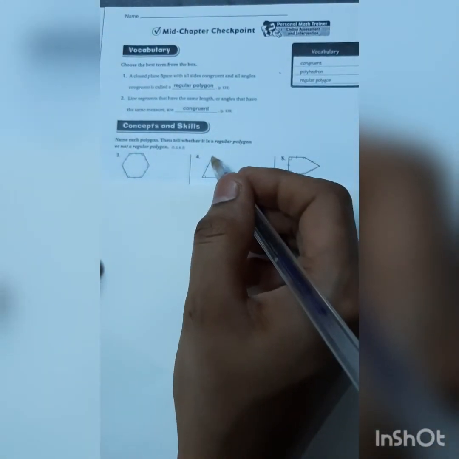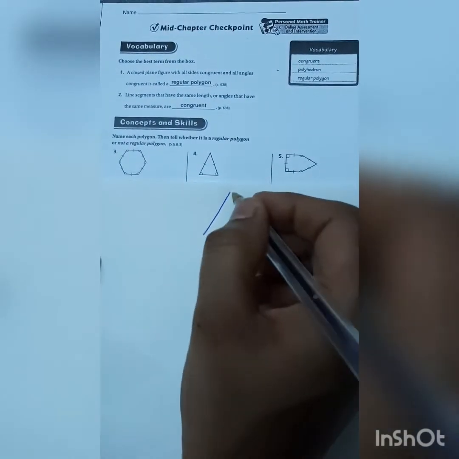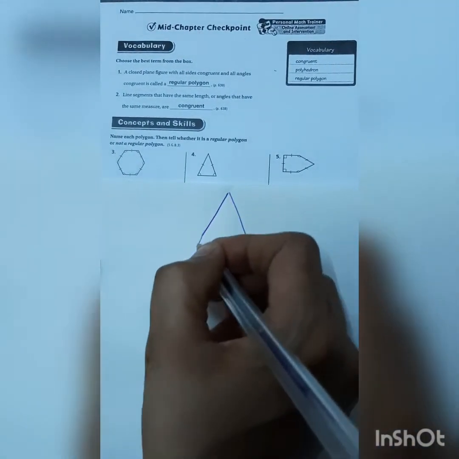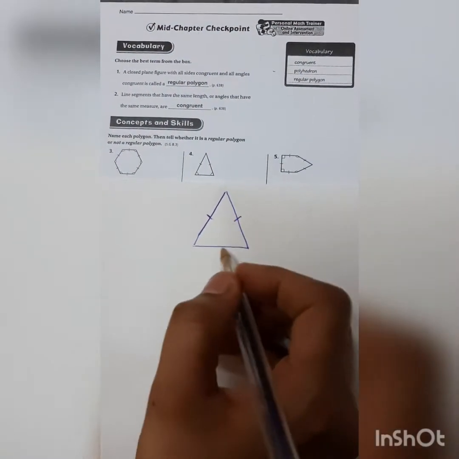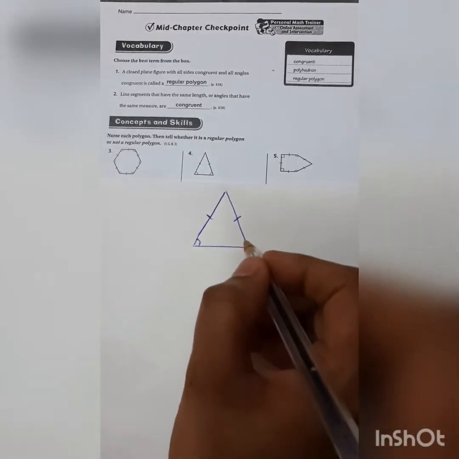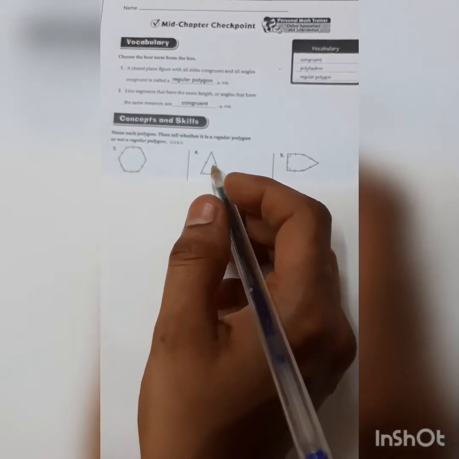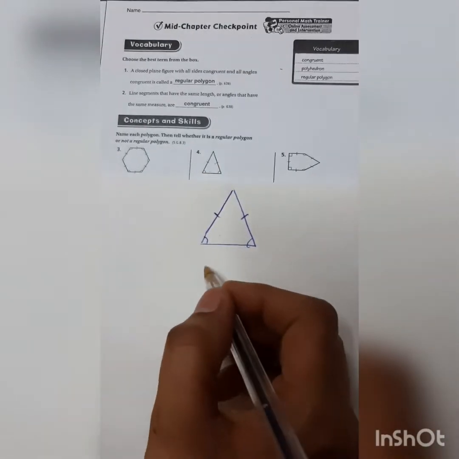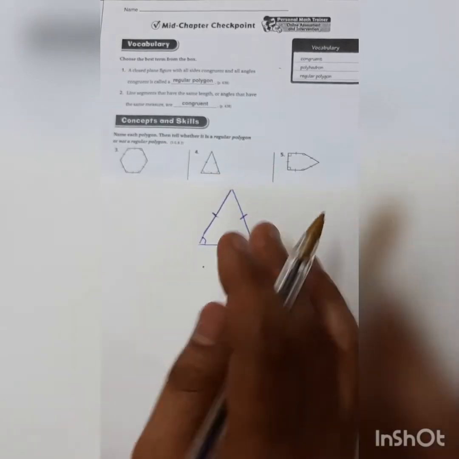Now look at question number 4. It looks like a rectangle, as this is a longer side and this is a longer side, but the third side is a shorter side. So these two sides are equal, the third side is not equal. This is a polygon, a three-sided figure, so we call it a triangle, but it is not a regular polygon because the third side is not equal.